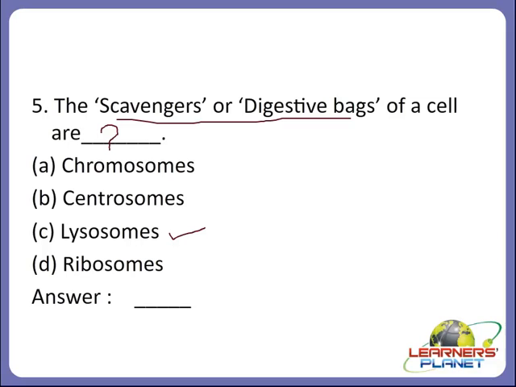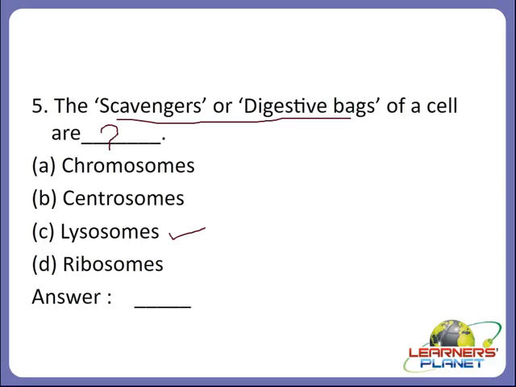Chromosome could not be the answer. Why so? Because it is a storage site for the various informations. Information regarding different function or characteristics of the body. Centrosomes, again it could not be the answer. Why so? Because it is involved in the spindle formation, right? It is related to cell division processes. Ribosomes, because they are related to the protein synthesis.